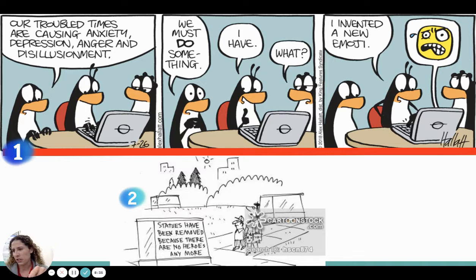The second one also shows disillusionment. It says, "Statues have been removed here because there are no heroes anymore." So remember disillusionment, there's this corruption of the American dream. There's this alienation. There's this feeling of not having heroes or idols or people to look up to. Just kind of those feelings of hopelessness. And like, what now? Nothing I can do can harm me because we're in this weird state and I can just kind of live rebelliously.